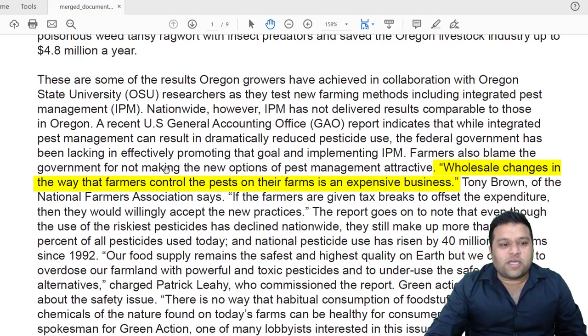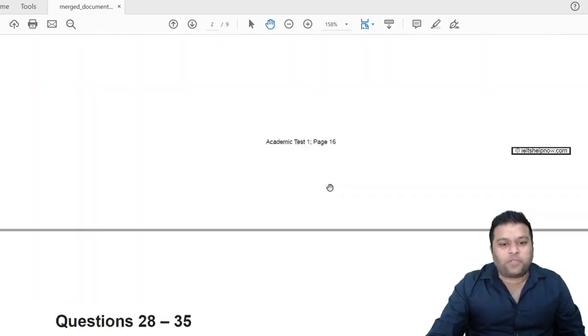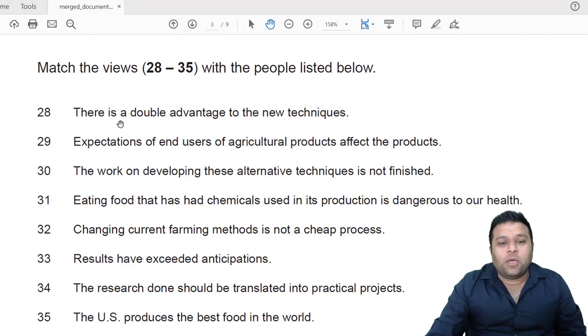So I'm going to say wholesale changes in the way farmers control their pest on the farm is an expensive business. So let's learn and understand the strategy, or let's go through the options now. So I have to keep these keywords in my mind. So changing something on your farm is expensive business, right?